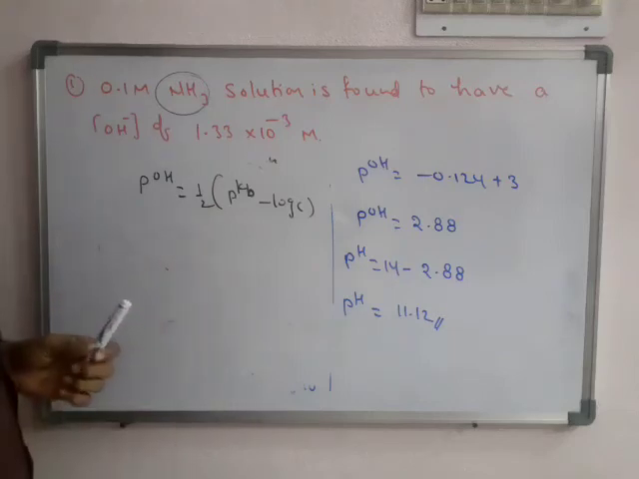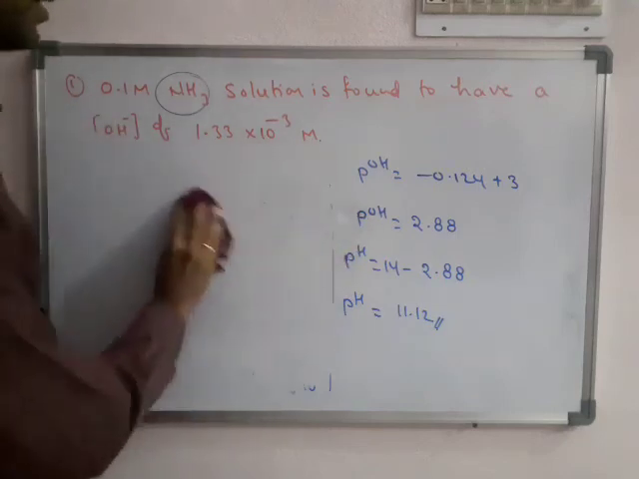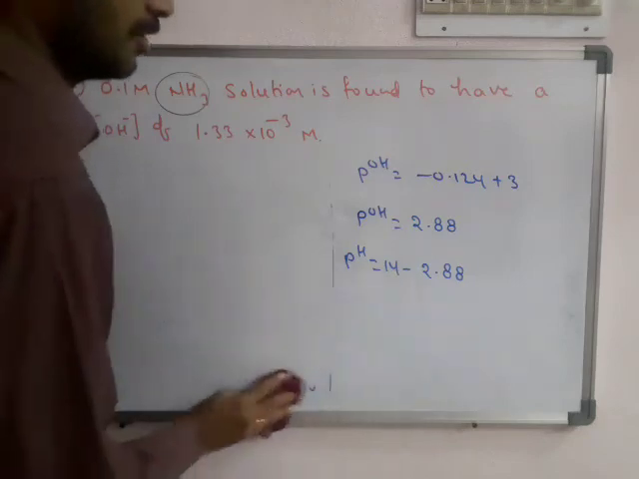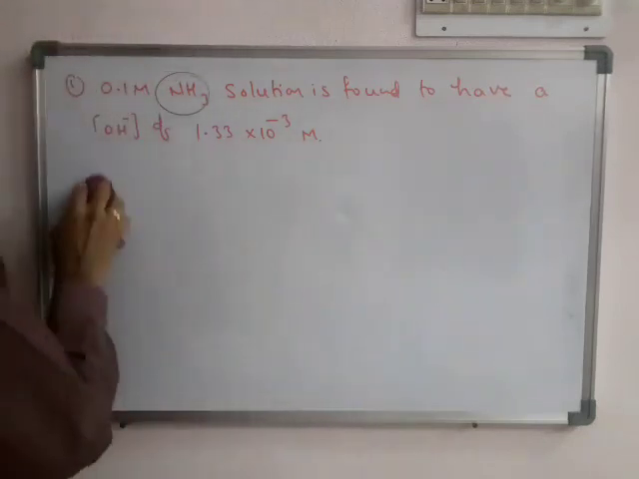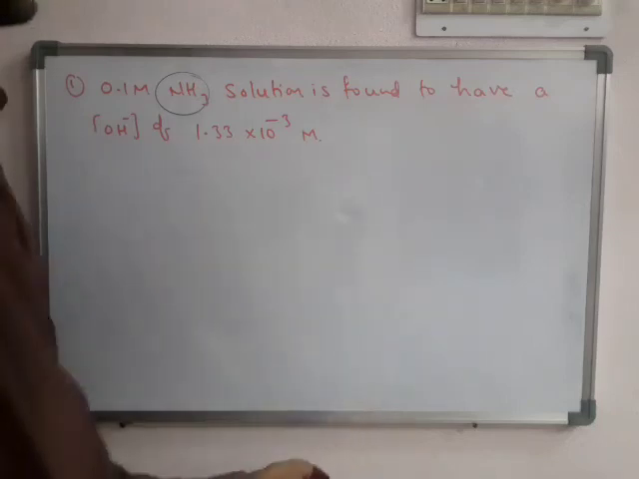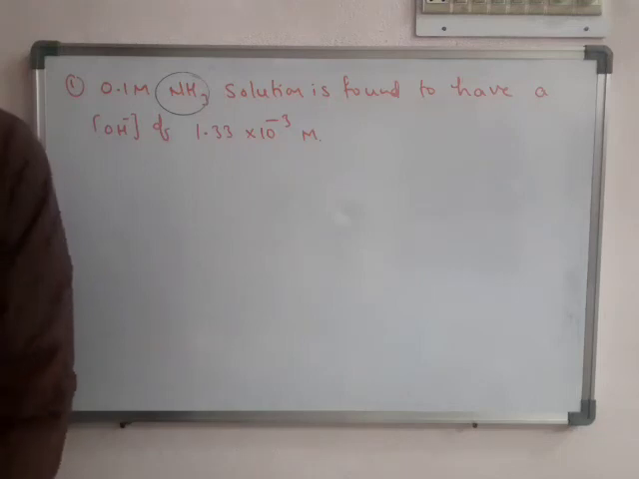In this problem, the OH minus concentration is directly mentioned, so we did not use that formula. If the OH minus concentration is not given, then they will provide the value of Kb or pKb. Okay.